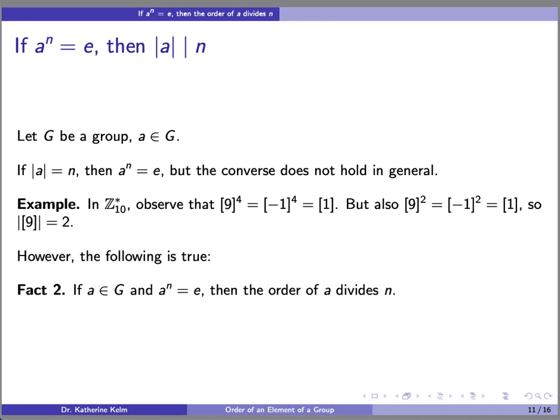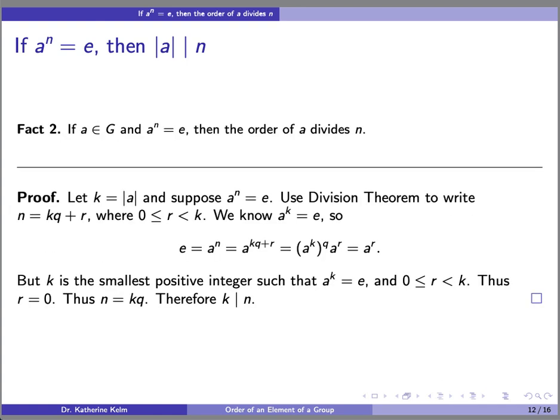However, the following is true, and this is our second main fact. If A is an element of a group G, and A to the n equals E, then the order of A divides n. In our example, we saw that the class of 9 to the 4th power is 1. The actual order of the class of 9 is 2, which is a divisor of 4.